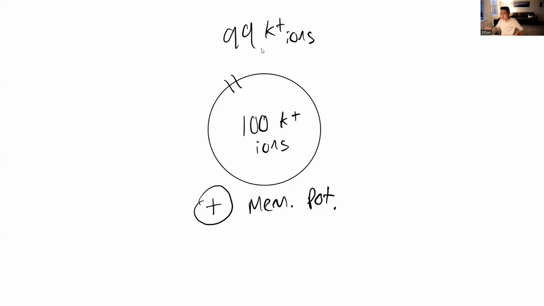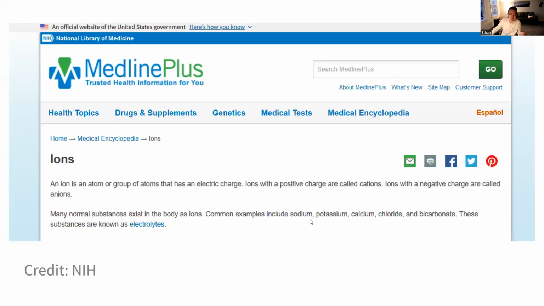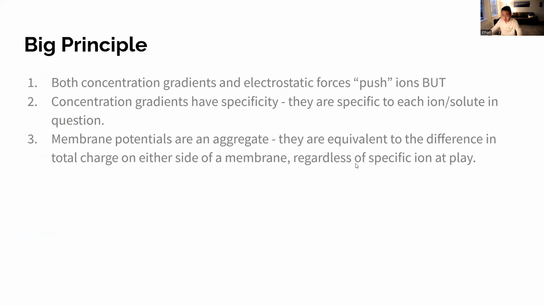However, in real life, cells are not this simple, even just looking at an electrical perspective. Why? Well, there's more than just one type of ion in a cell. Cells have potassium, sodium, calcium, chloride, tons of stuff, and all of these contribute to creating a membrane potential. That brings me to the big principle I want to talk about: both concentration gradients and electrostatic forces push ions, but concentration gradients have specificity. They are specific to each ion or solute in question. On the other hand, membrane potentials are an aggregate.